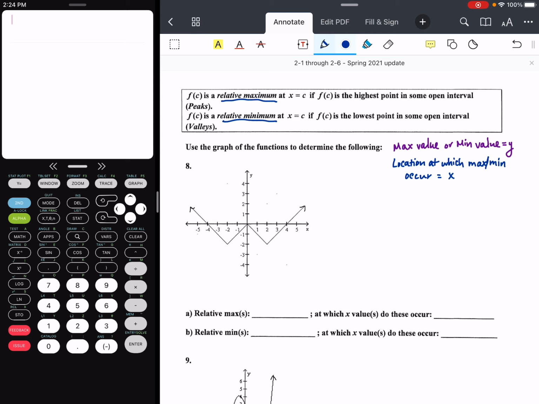This is different from a global max. So what we're looking for is something that's the maximum relative to the stuff that's immediately surrounding it, or something that's a minimum point relative to the stuff that's immediately surrounding it.